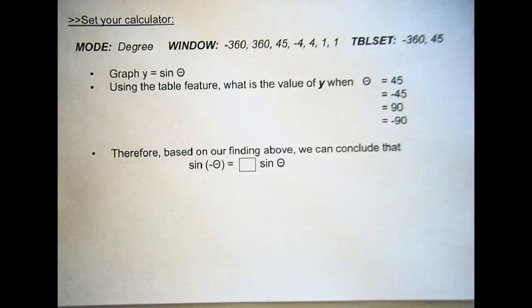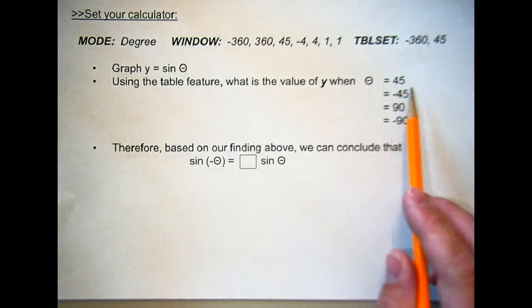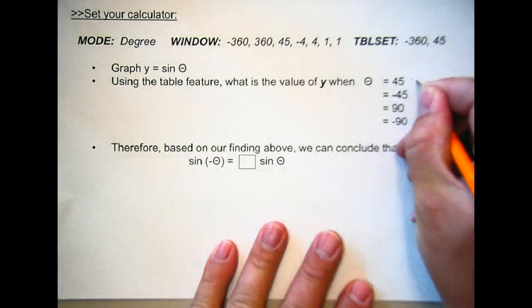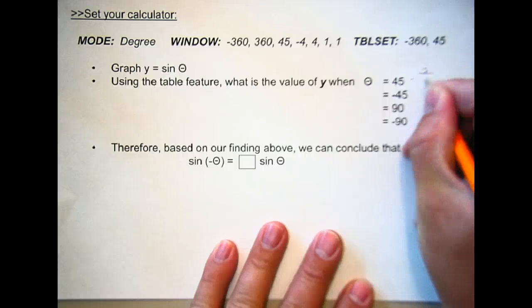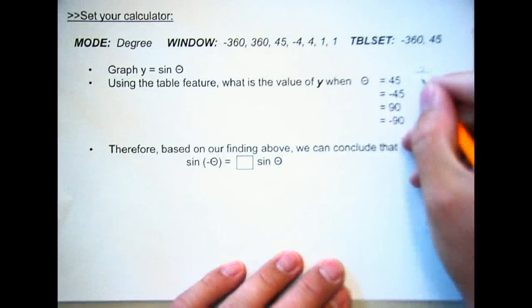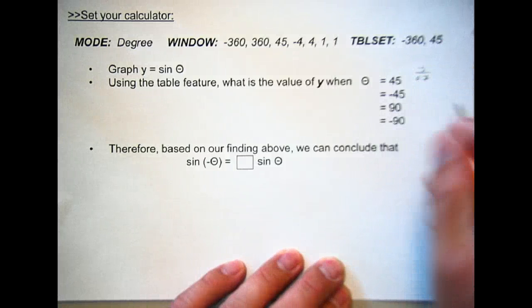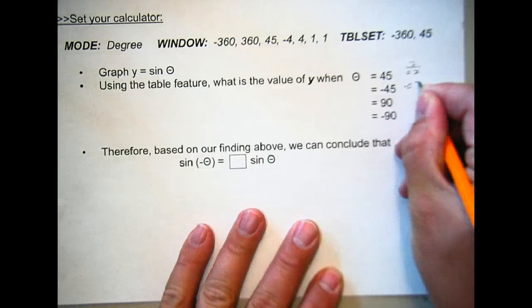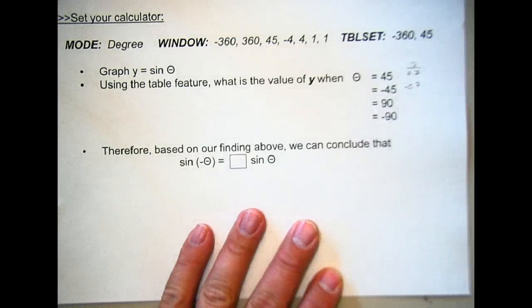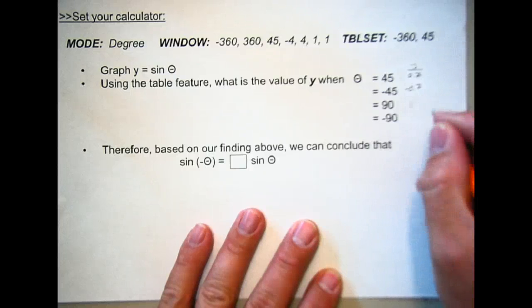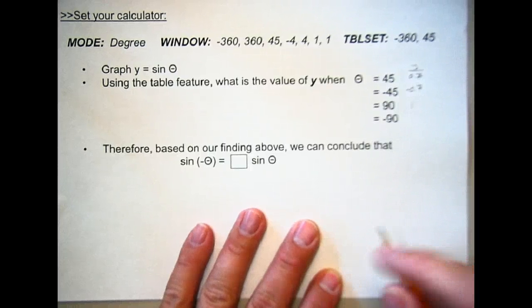Fill in your box here. What is the value of y when theta is 45 degrees? Riley, what'd you get? 0.7. All right. Put that over here, 0.7. And what's the value of y when it's negative 45? Negative 0.7. How about 90? Go ahead, Brooks. I got 1. 1. How about negative 90? Go ahead, Noah. Negative 1.